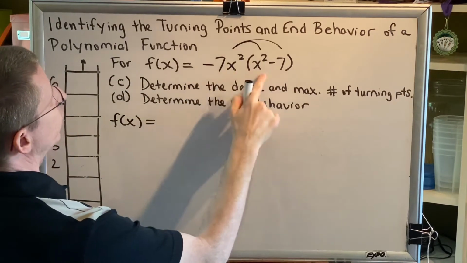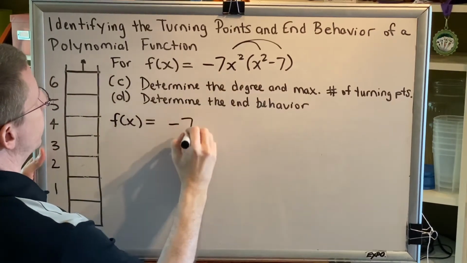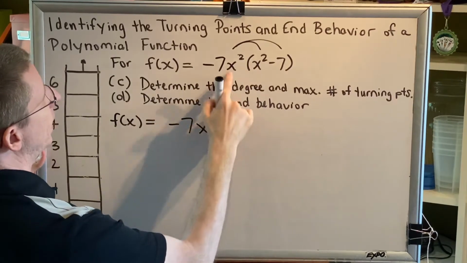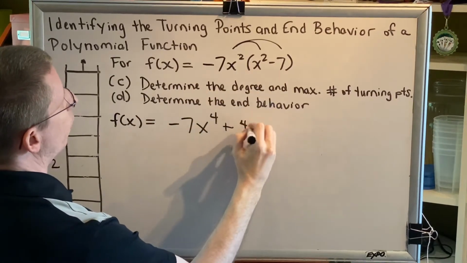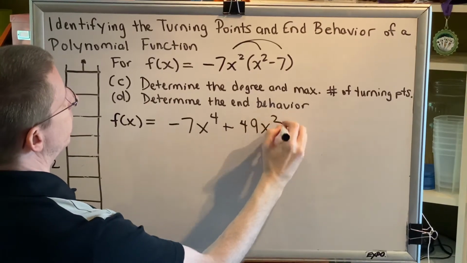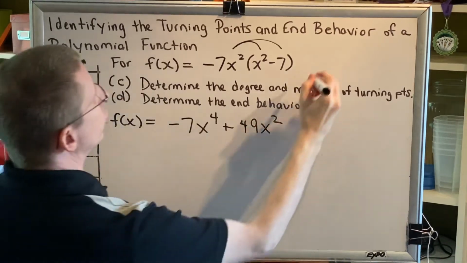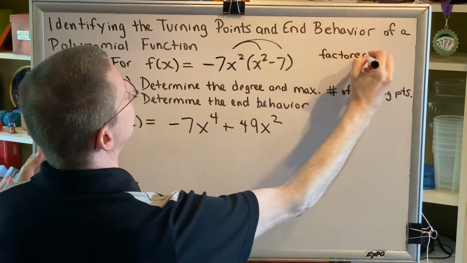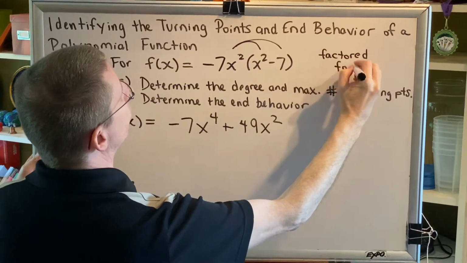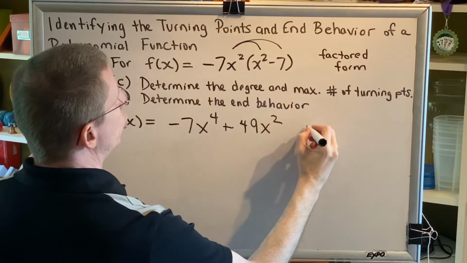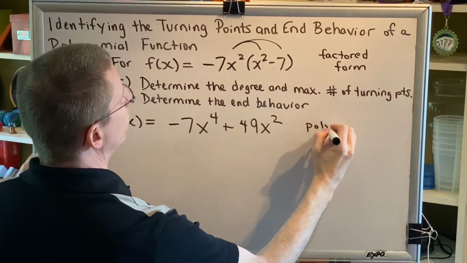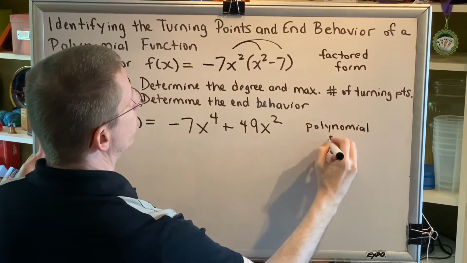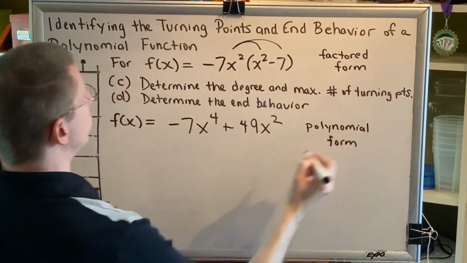So negative 7x squared times x squared makes negative 7x to the fourth. Negative times negative is positive, and 7x squared times 7 would be 49x squared. This is another way to write our function. We have now changed it from factored form, which is a bunch of things being multiplied, to polynomial form, which is a bunch of things being added.